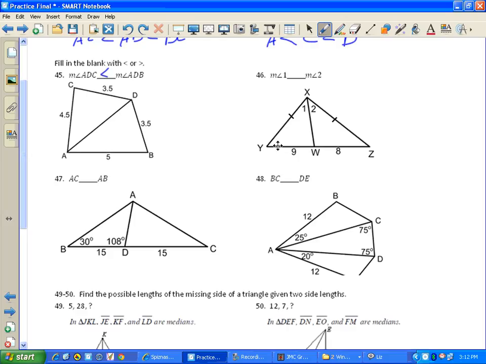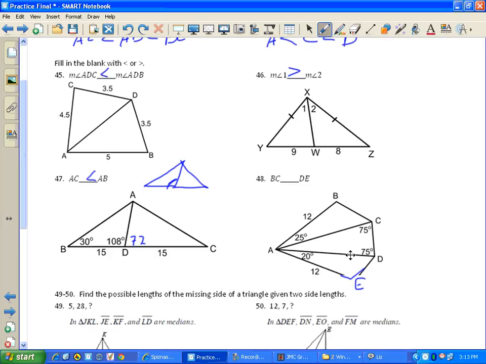Here, this side is 9 and this is 8. The 9 is going to stretch angle 1 to be bigger than angle 2. This is 108 degrees, that would make this 72. This 108, since this is 15 and this is 15, and these are the same, so I've got a hinge. This is going to be longer than this one because the hinge is open wider here. So AB is going to be bigger, so I'm going to have it open up towards the AB.